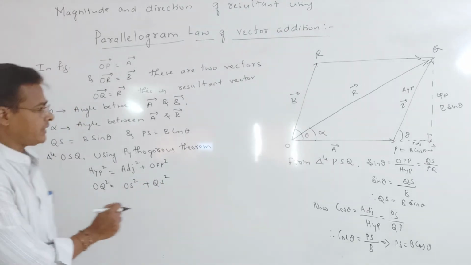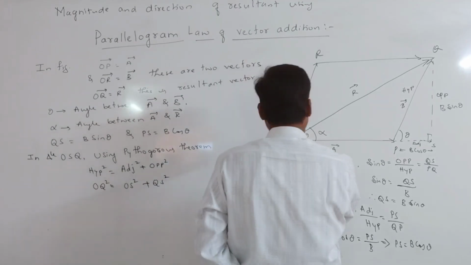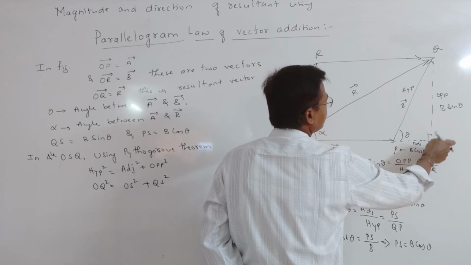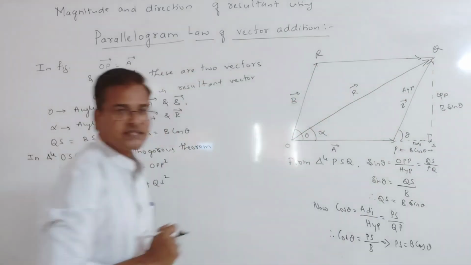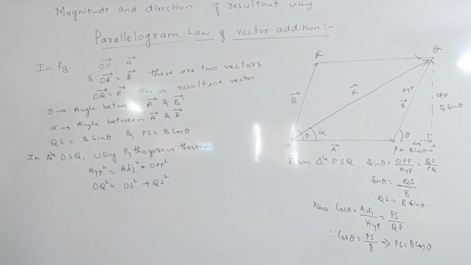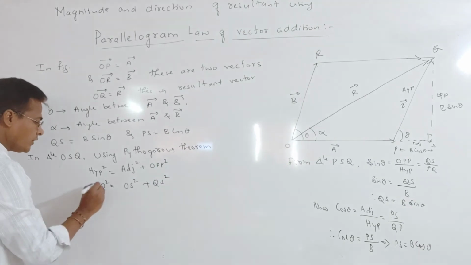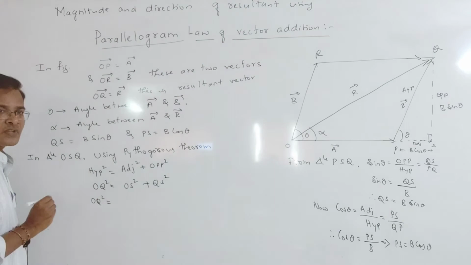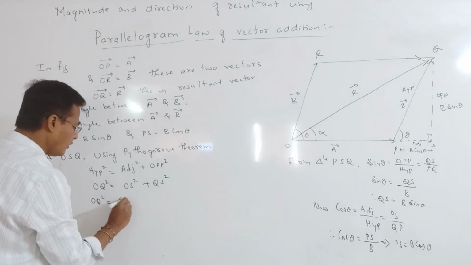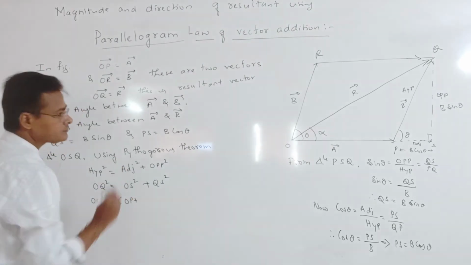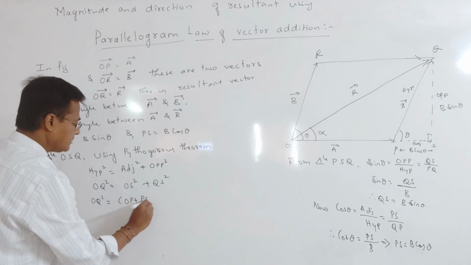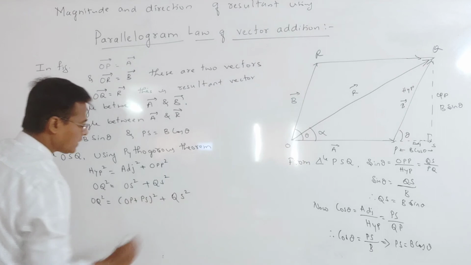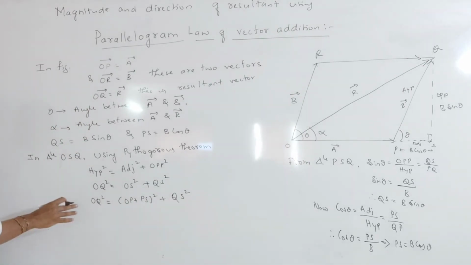So OQ square, what are we getting now? OQ, the hypotenuse square, equals OS square plus QS square, that is the opposite square. So as it is we can write OQ square equals OS square, which is OP plus PS, whole square, plus QS square. Now we will substitute the values.